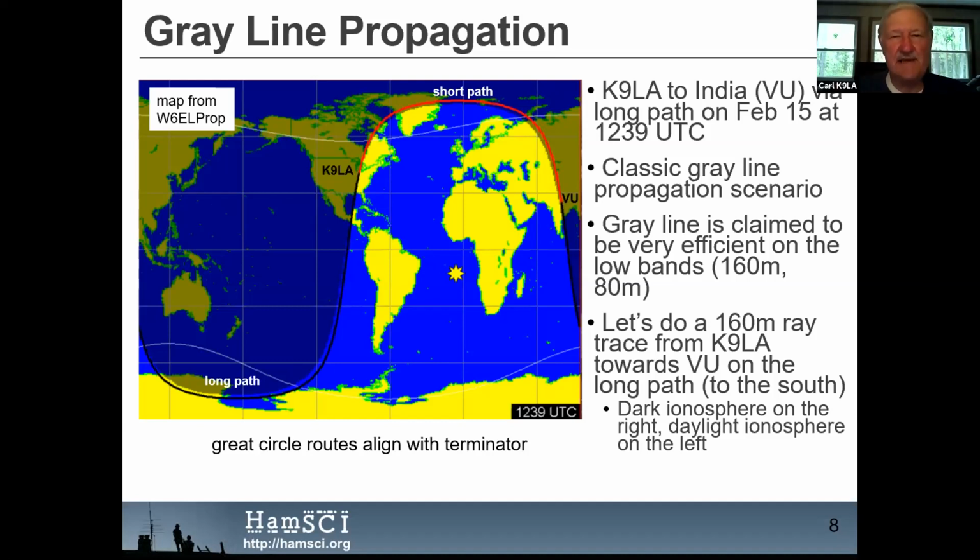So here's gray line propagation. Gray line is when the great circle paths align with the terminator, and that's what this picture shows. This is from the mapping feature in W6EL prop. You can easily see the daylight and the dark, the night side of the ionosphere. The path is from my QTH in Fort Wayne to India on February 15th.